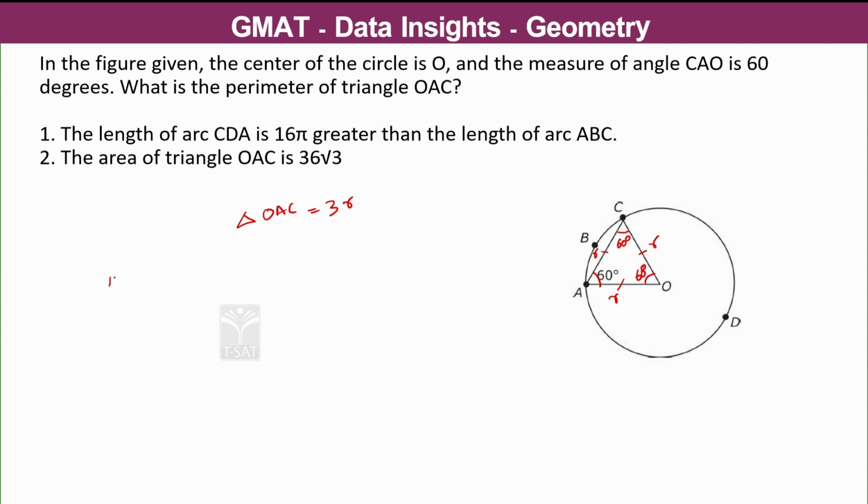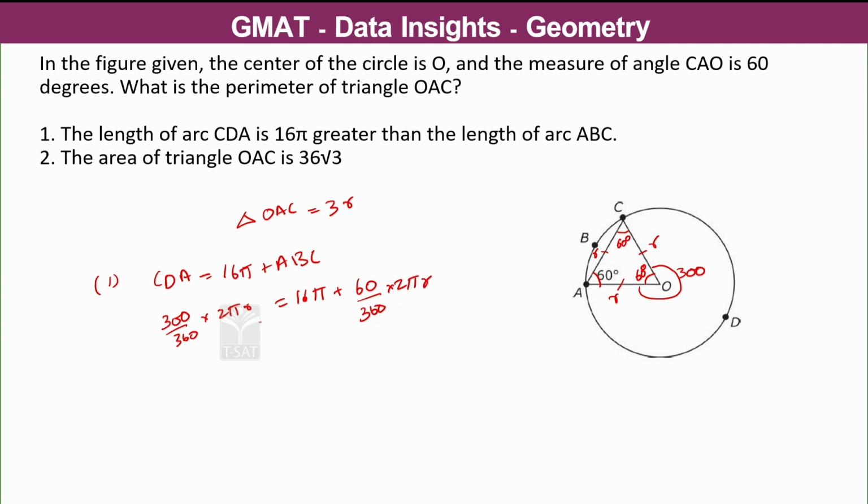So, let us look at what statement 1 is telling us. Statement 1 is telling us the arc CDA is 16 pi greater than the length of arc ABC. Okay. The length of arc CDA. CDA is subtending an angle that is this. 360 minus 60 will be 300. So CDA will be equal to 300 divided by 360 into 2 pi r, and this is equal to 16 pi plus the arc length of ABC, which is nothing but 60. It subtends an angle of 60 at the center. 60 by 360 into 2 pi r.